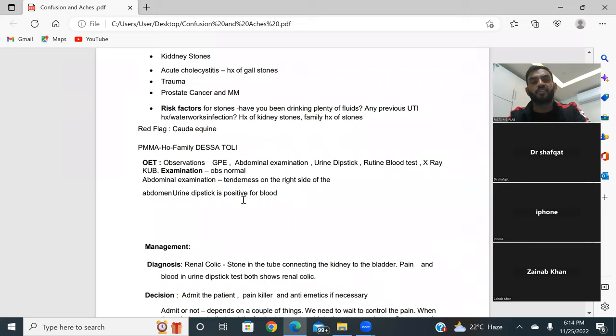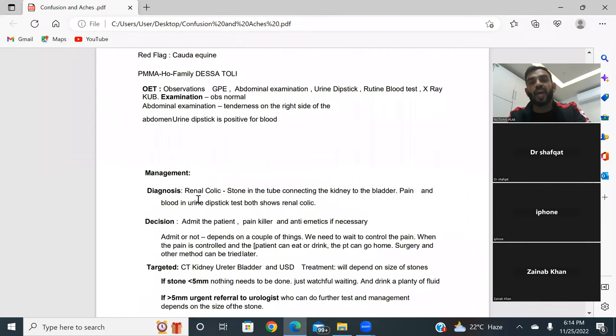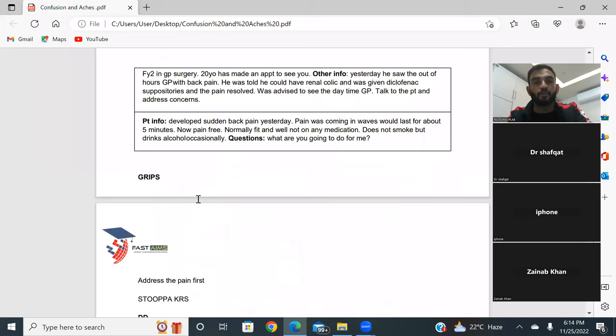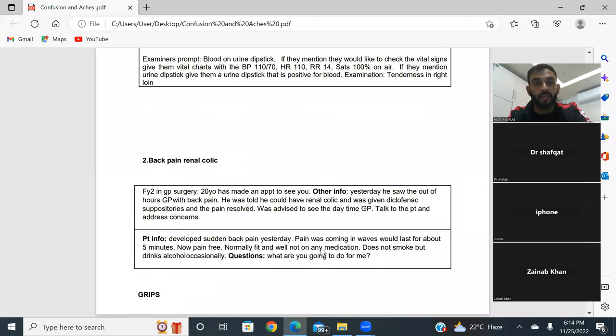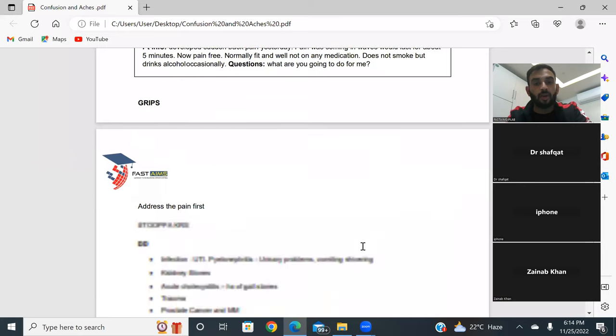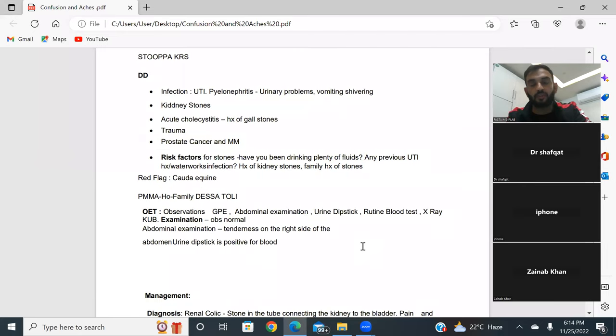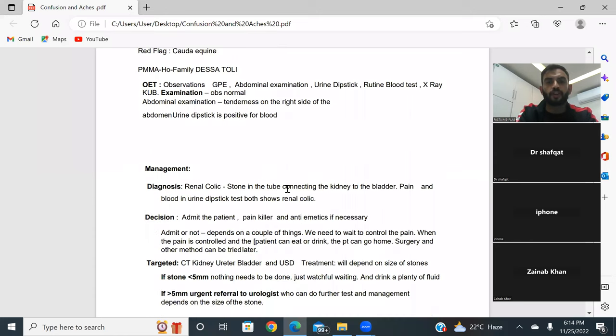He will be saying in this scenario, urine dipstick is positive for blood. Okay. So your diagnosis is actually renal colic, because when you ask the questions, he will be giving you this information. And because it's in the groin region or loin region, you will know about that. It could be infection as well, but this is because of the renal colic. And you will explain that it is a renal colic stone. It is in the tube connecting your kidney to the bladder, causing the pain and blood in the urine. Both tests show the renal colic. Okay, your pain and blood in the urine.